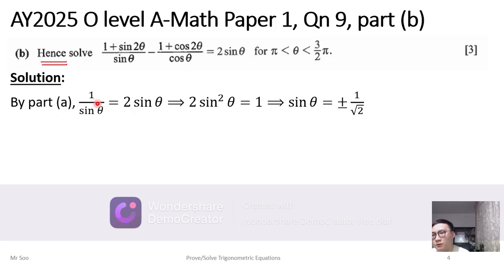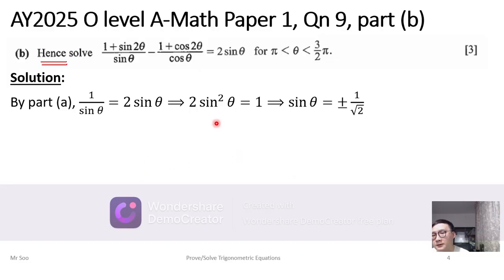By part A, 1 over sine theta, which is cosecant theta, equals 2 sine theta. Then what do you do? This is like your usual rules of mathematics. When you have a rational term on one side, usually we want to get rid of the denominator, so we get rid of the denominator by multiplying both sides by sine theta. So 1 over sine theta times sine theta is 1 on this side, and 2 sine theta times sine theta is 2 sine square theta. Like A times A is A square, B times B is B square. So sine theta times sine theta is sine square theta.